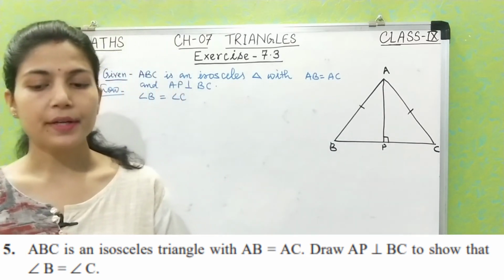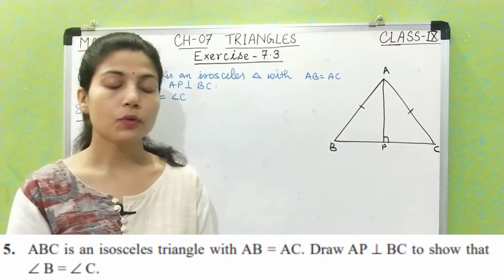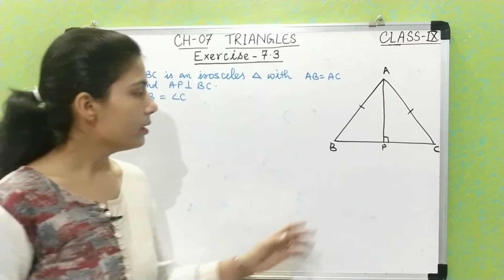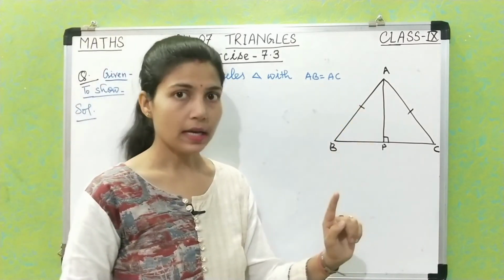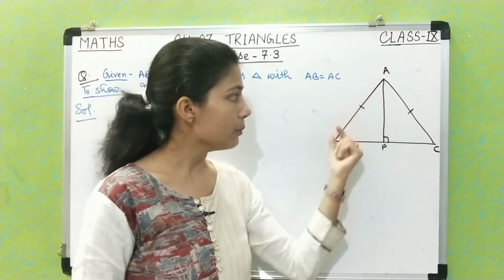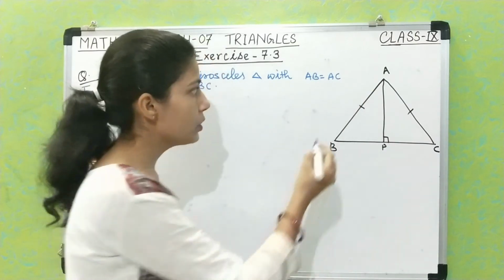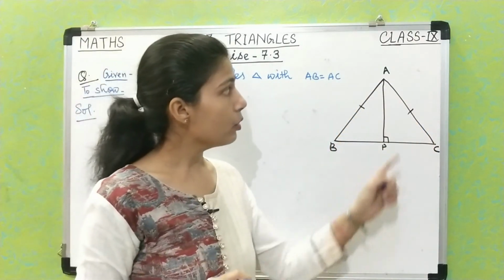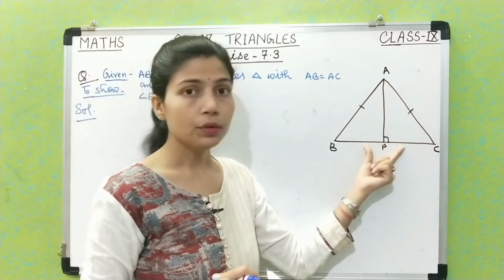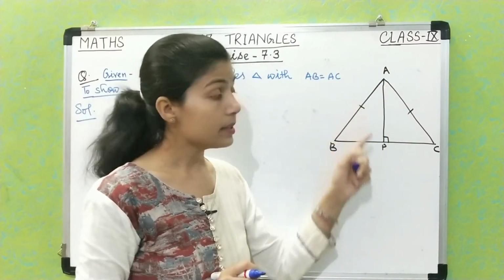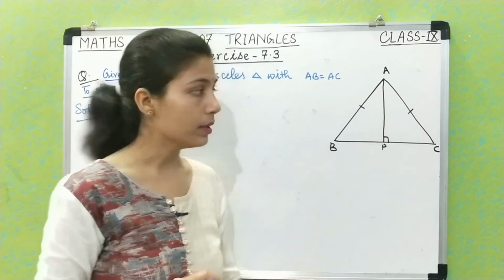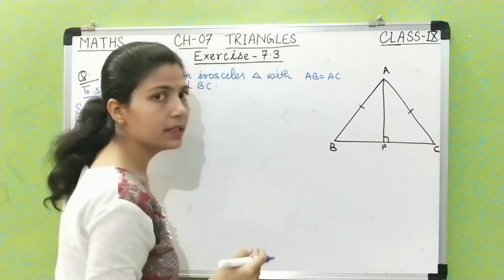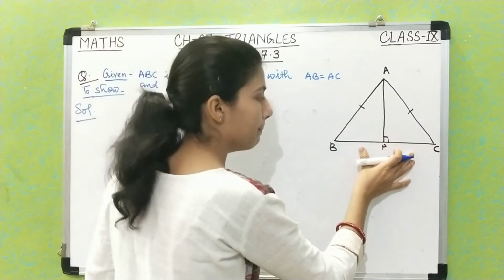Draw AP perpendicular to BC, then show that angle B equals to angle C. Okay, so we have here triangle ABC, that is an isosceles triangle with equal sides AB and AC. Okay, these two sides AB and AC are equal here, and you have to draw a perpendicular from vertex A to this side BC. Means AP is here a perpendicular. Okay, so means perpendicular, so it will make a 90-degree angle with the base BC.